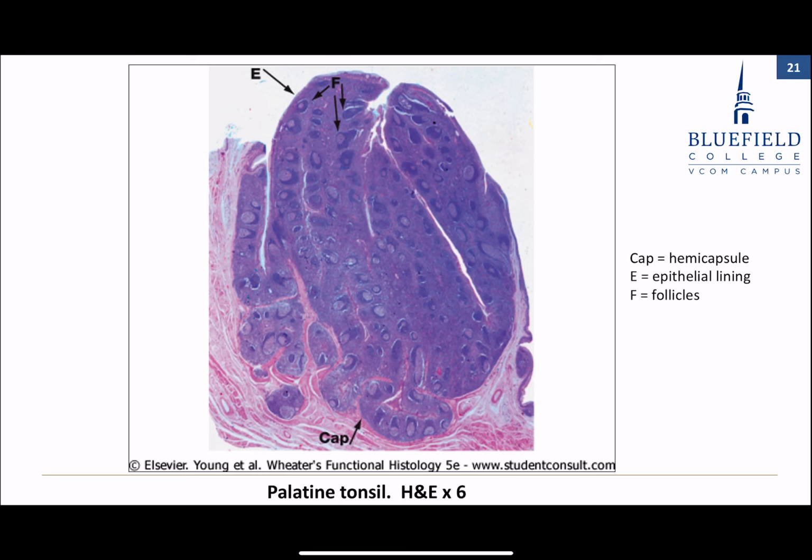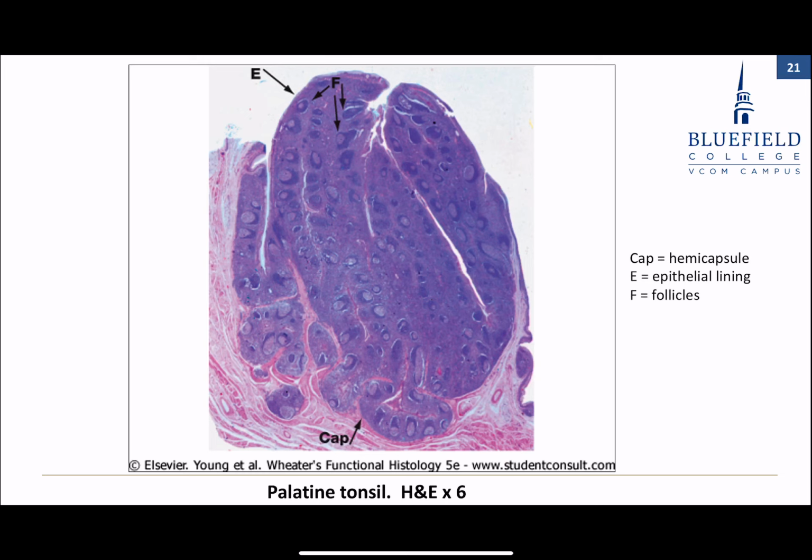If you see a book or a website talking about distinguishing a palatine tonsil from a pharyngeal tonsil, the pharyngeal tonsil up in the nasal passageways has pseudostratified ciliated epithelium on the surface, whereas the palatine tonsil in the mouth has stratified squamous epithelium. So it differs depending on where that tonsil is. You don't have to distinguish it; you just have to call it a tonsil.